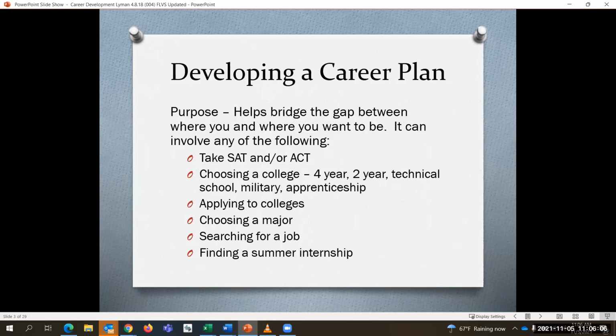You could, for example, take the SAT, right? That's probably going to be a goal of yours in order to go to college, if that's your path. Applying to college, looking for a summer internship. You're going to have to build and build and build your skills to get where you want to be. Does anyone have any other ideas they can throw out there of different steps they might choose to get where they want to be?